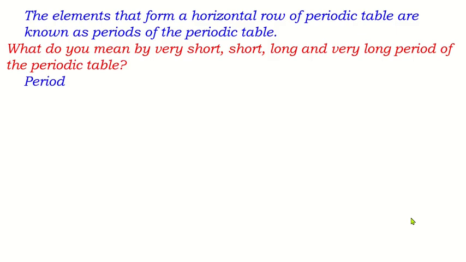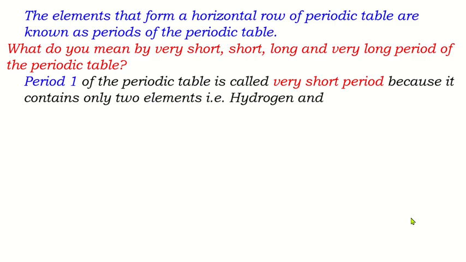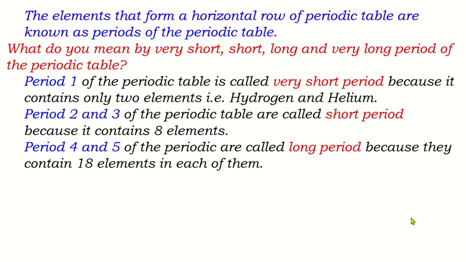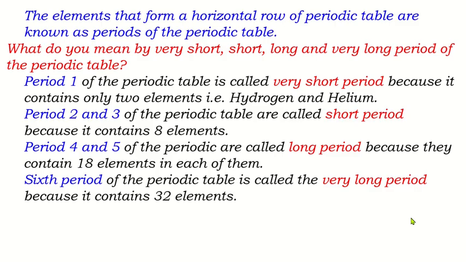If you are asked this question, what do you mean by very short, long and very long period of the periodic table, then you can say that period 1 of the periodic table is called a very short period because it contains only 2 elements, that is hydrogen and helium. Periods 2 and 3 of the periodic table are called short periods because they contain 8 elements, and periods 4 and 5 of the periodic table are called long periods because they contain 18 elements in each of them. The sixth period of the periodic table is called the very long period because it contains 32 elements.